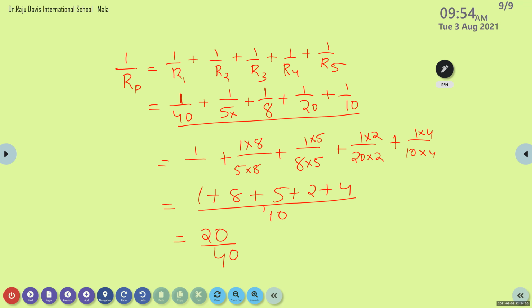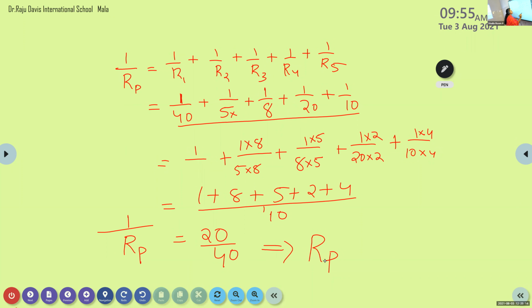1 by R_P. Here we need to avoid all the mistakes. 1 by R_P is equal to 20 by 40, right? Here we are finding the value of 1 by R_P. That is the common mistake all the students make from this step itself. 1 by R_P is equal to 20 by 40, which implies what is R_P?